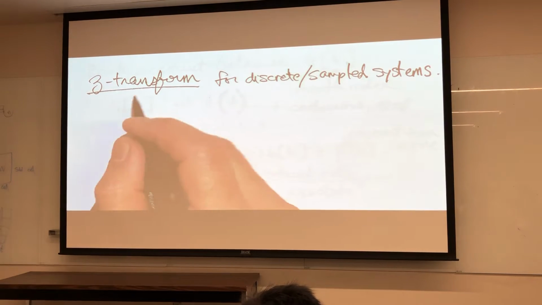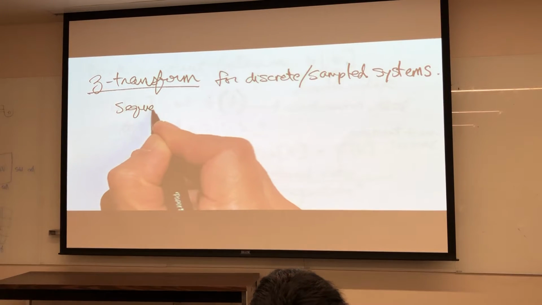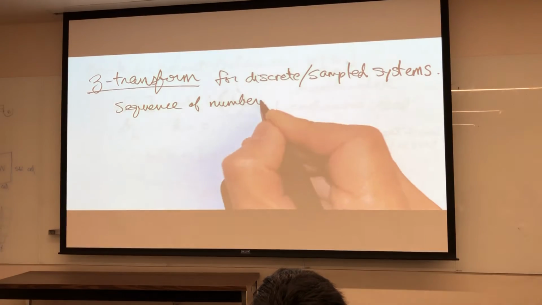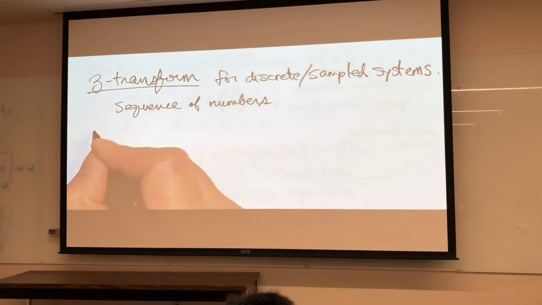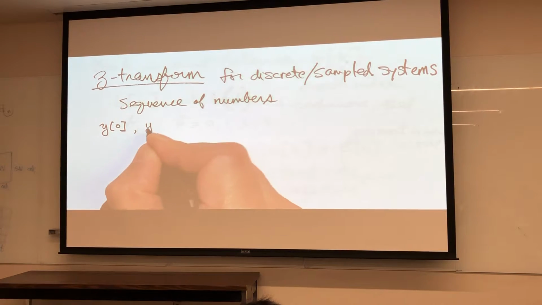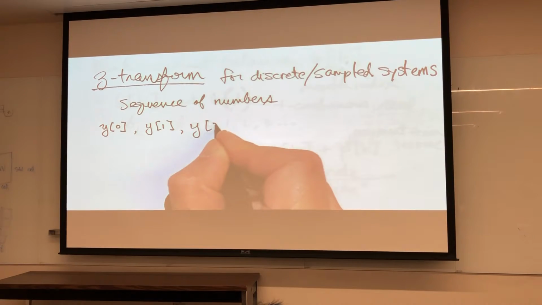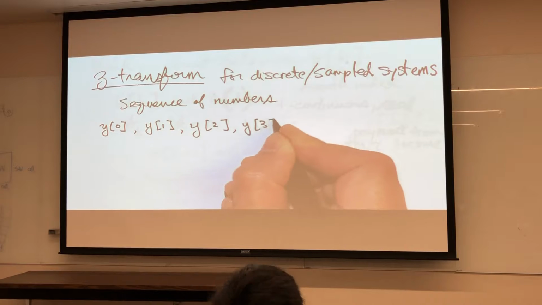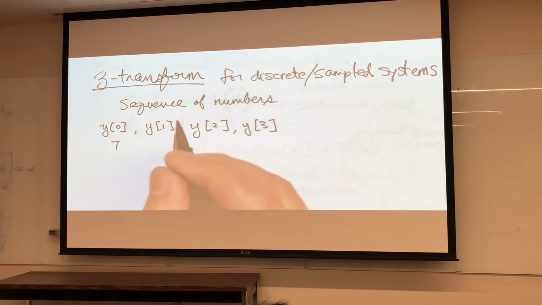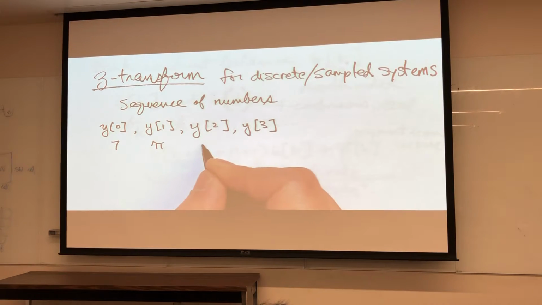All right, so if I have a sequence of numbers in time or in samples, I'm going to call it y[0], y[1], y[2], y[3], like this. These are supposed to be square brackets. And let's suppose the numbers are 7, pi, e, 9. Okay? These are just numbers, a bunch of real numbers. Some are irrational, but they're just a bunch of numbers. These are their values, okay?